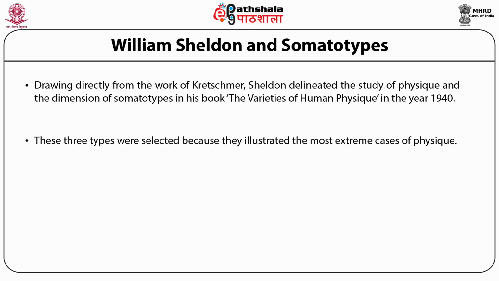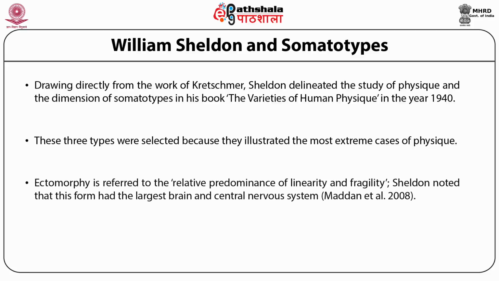Sheldon and his colleagues further defined endomorphy as the relative predominance of soft roundedness throughout the various regions of the body. Mesomorphy, on the other hand, referred to the relative predominance of muscle, bone and connective tissue, and ectomorphy to the relative predominance of linearity and fragility. Sheldon noted that this form had the largest brain and central nervous system. He examined 400 male undergraduate students at the University of Chicago to redefine his measurement.